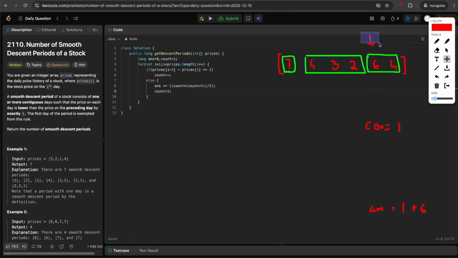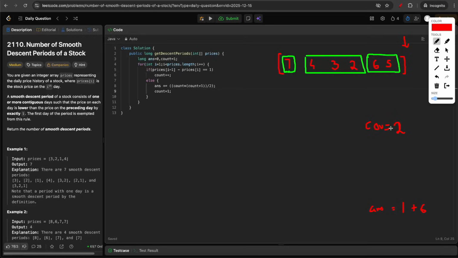Now after this, I moves forward. In this example, I think this has to be 5 so that it's a contiguous decreasing subarray. So when we are at 5, price of I minus 1 minus price of I is exactly equal to 1. So 6 minus 5 is exactly equal to 1. So count will increase by 1. So count becomes 2. And then you come out of the loop.